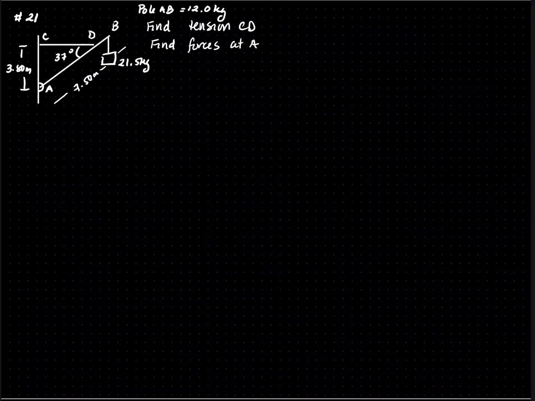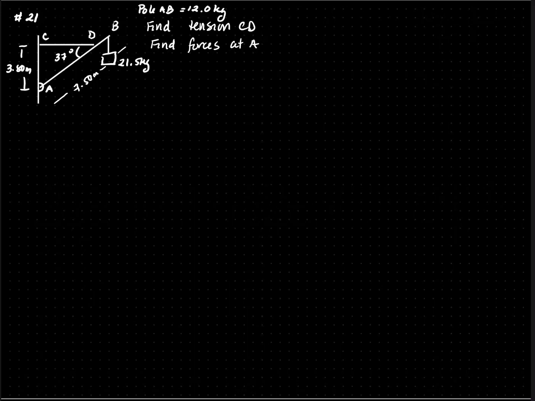This is number 21 in your textbook in chapter 9. We have a pole that's holding up a traffic light. They want you to find the tension CD, find forces at A. So pause the video, solve the problem, and check your answer.